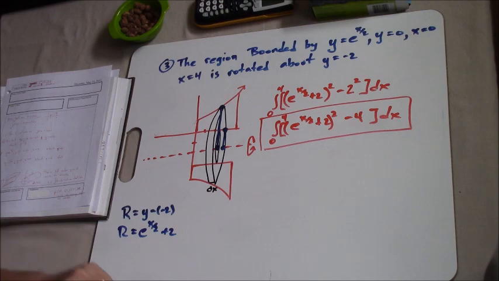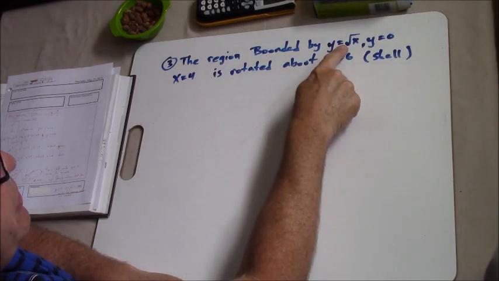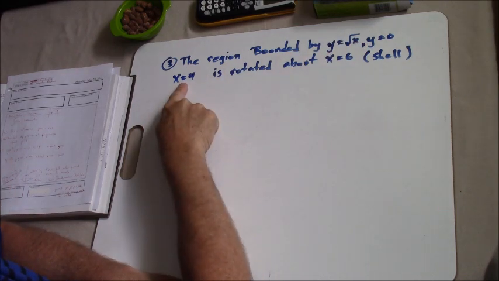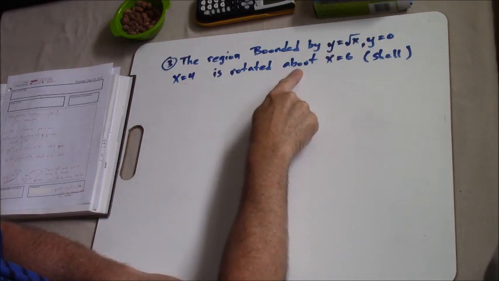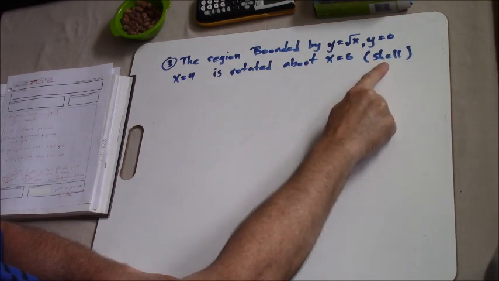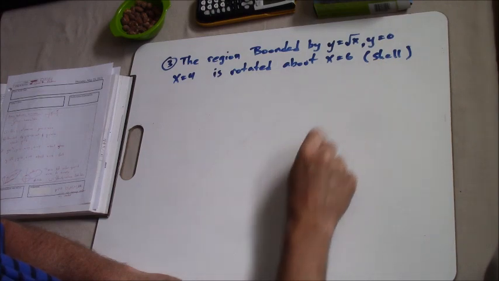All right, let's try another one. This time we've got a region that's bounded by y equals the square root of x, y equals 0, and x equals 4, and it's rotated about the line x equals 6. And let's just see if we can do this with the shell method. We'll just practice it so that we're at least aware and feel good about it, okay? So you guys go ahead and try that.